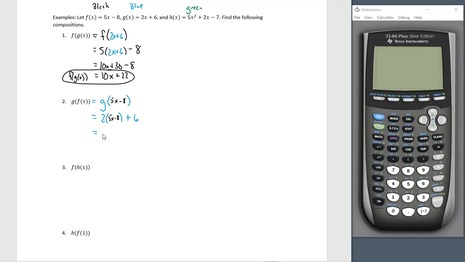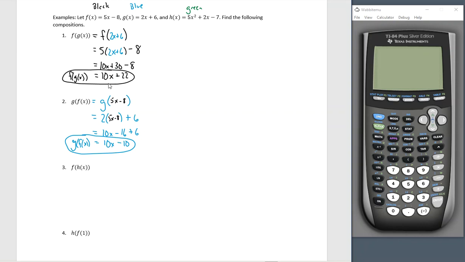Distribute. 2 times 5x is 10x. 2 times a negative 8 is a minus 16. Don't forget the plus 6 at the end. And I find a new function, 10x minus 10, that is g composed with f of x. Super important right here, notice the f composed with g of x and g composed with f of x, they're not the same. They are not the same function.